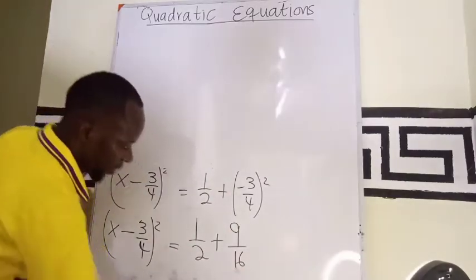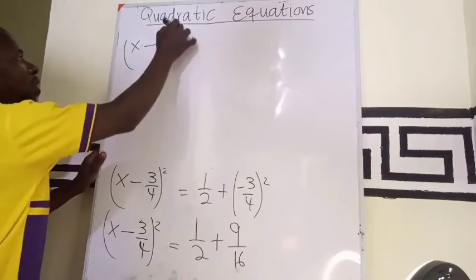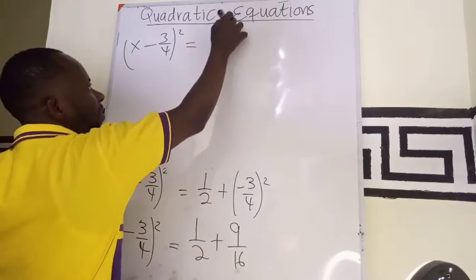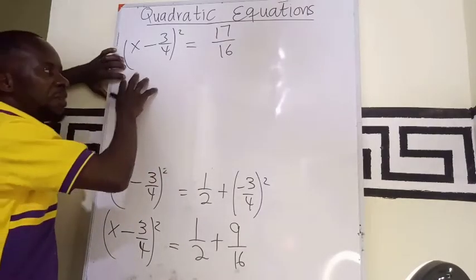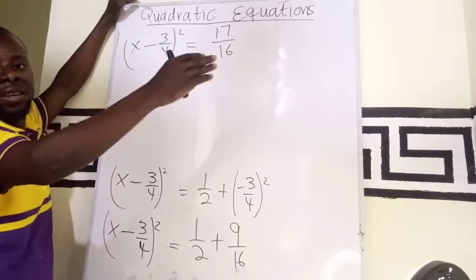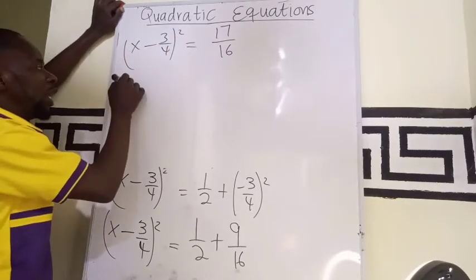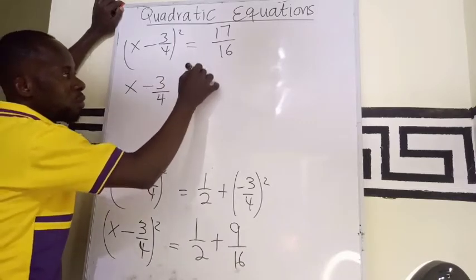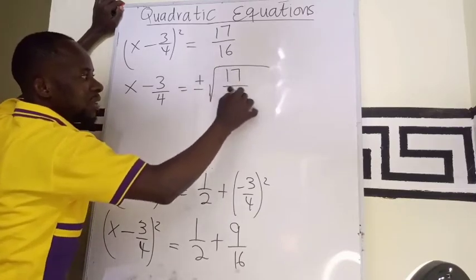So I'll be having x minus 3 on 4 all squared equals to 17 over 16. Now if you have the left and the right and you're having a square, all we do is find the square root of both sides so that the square root and the square can cancel out. So if I find the square root of both sides, I will have x minus 3 over 4 equals to plus or minus the square root of 17 over 16.